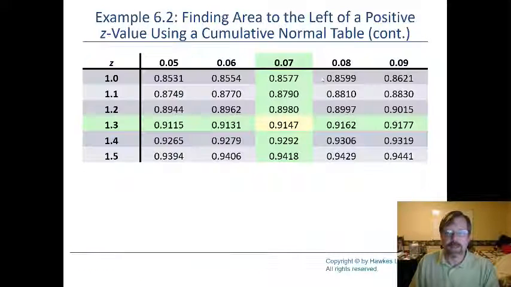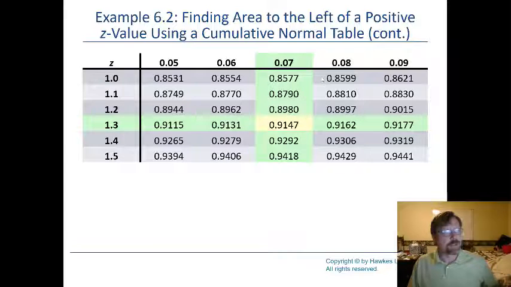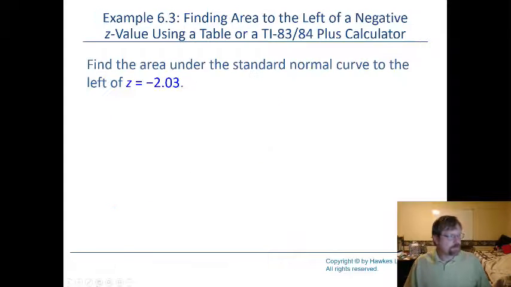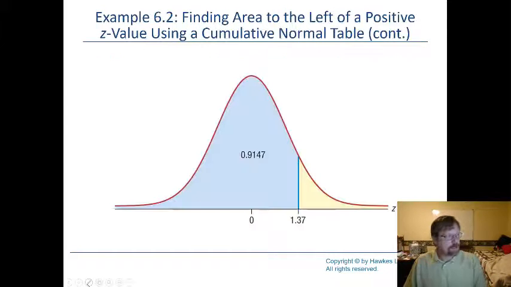Did I misread that? They've got 0.9147. I must have misread it. I'm fairly certain I said 0.9137. So that is what I just showed you. And again, there we go. Get my laser pointer back. The area under the shaded part is 0.9147. So our 1.37 that we're looking at.